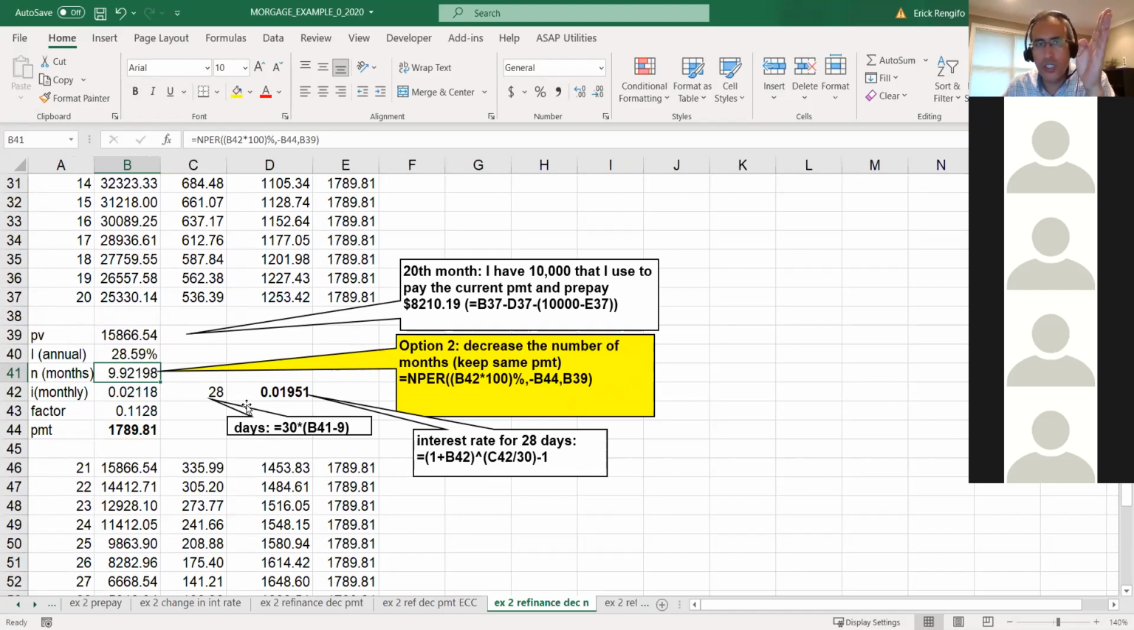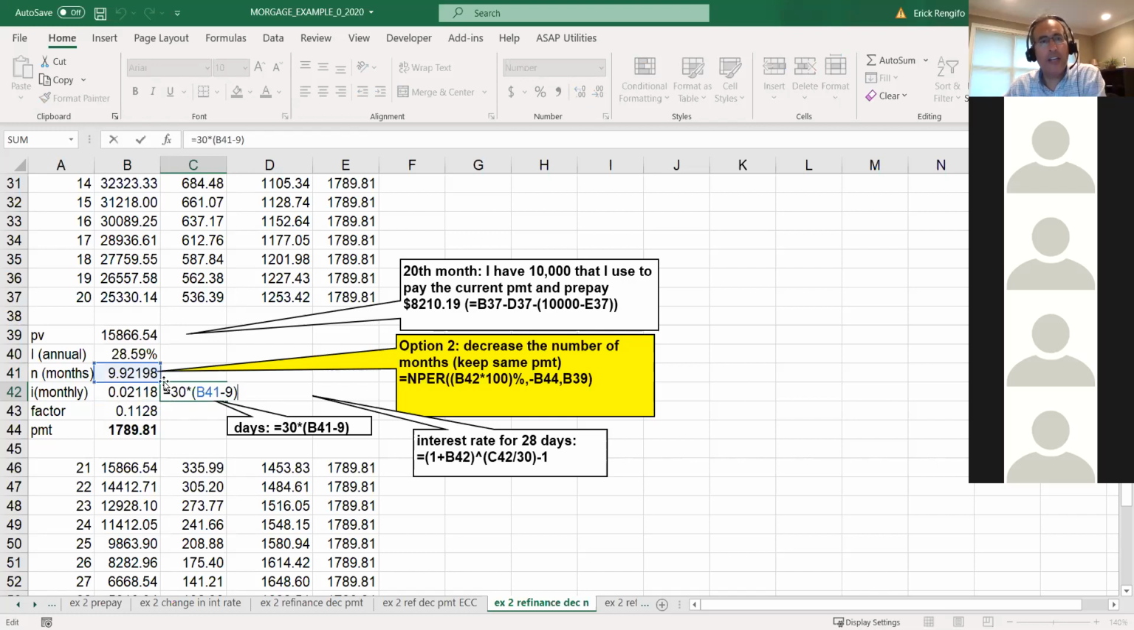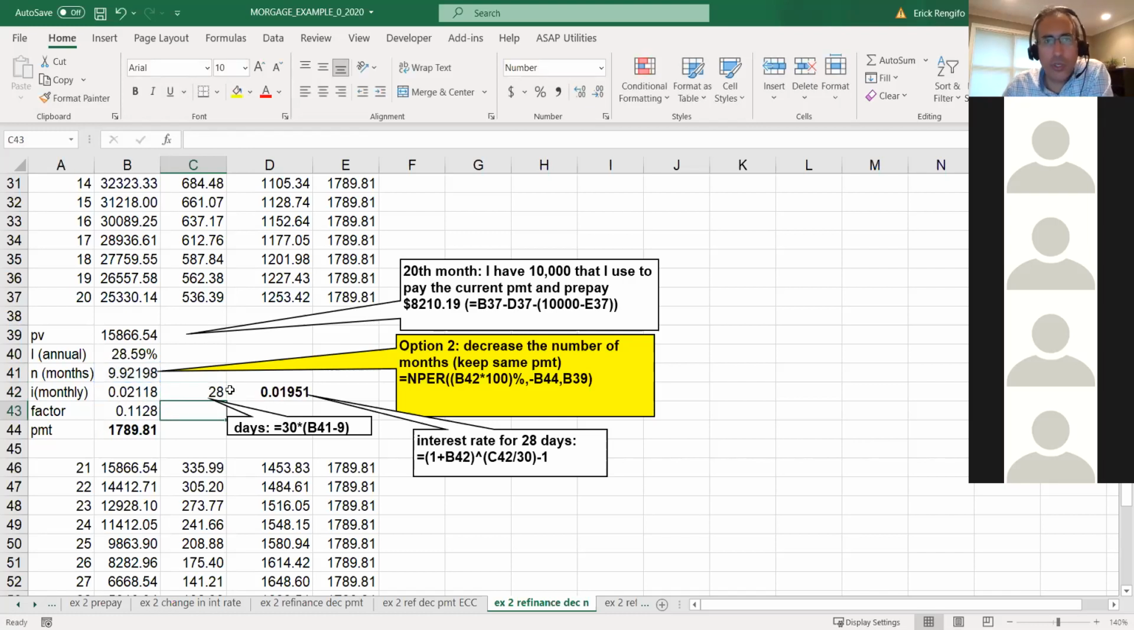of a month. So this is this 28. We normally transform this into days. So this is going to be equal to 30. I have B41, so what's my B41? So I have 30 times 0.92. This is basically this, correct? And this one here corresponds to basically 28 days.